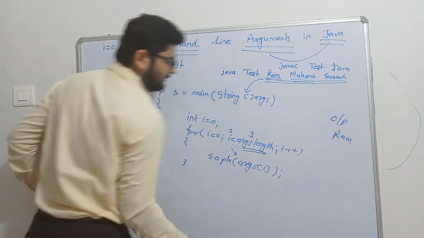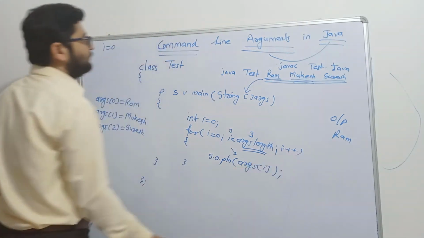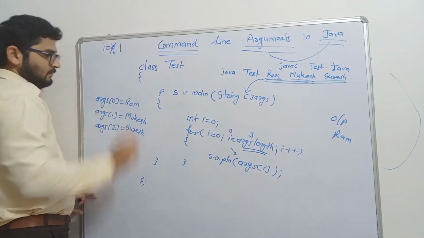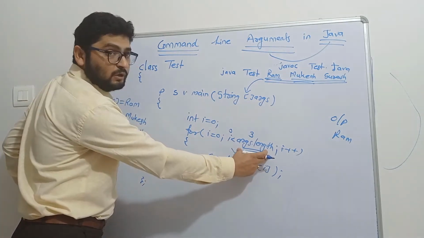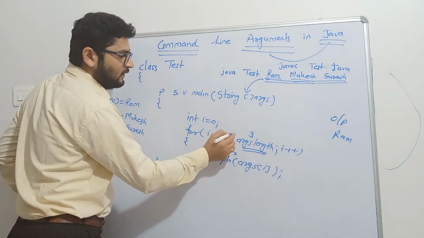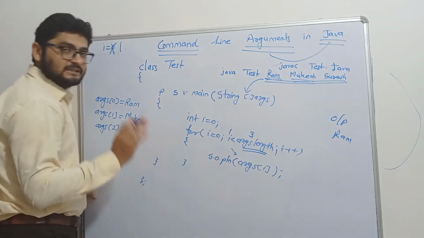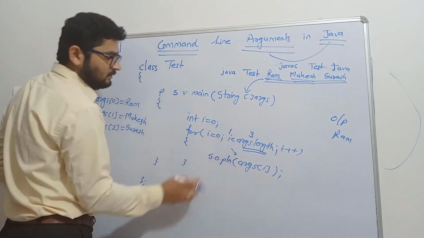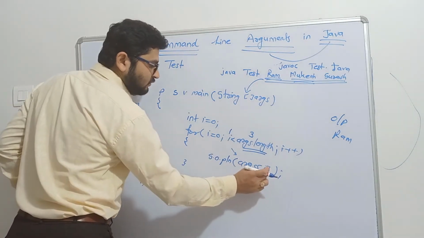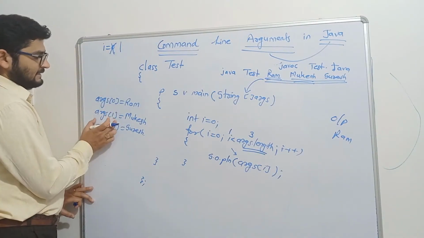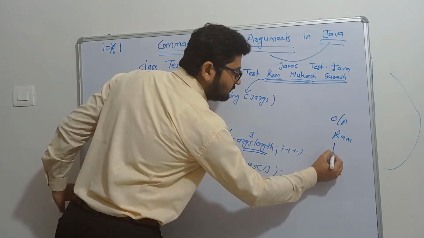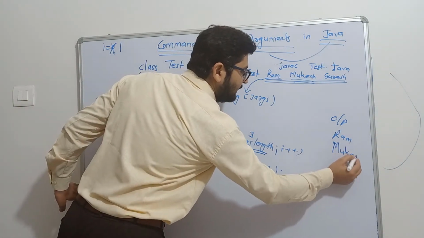After that i plus plus is executed, so it will become 1. Again args.length is 3, the value of i is right now 1, and 1 less than 3, the condition is true. It will come inside and print args of 1 because the value of i right now is 1, that is nothing but Mukesh. So Mukesh will be printed.